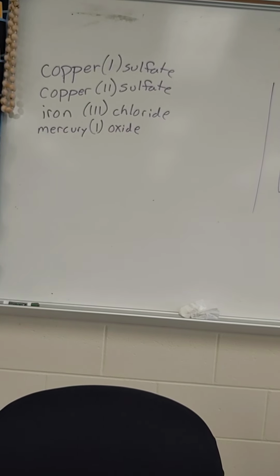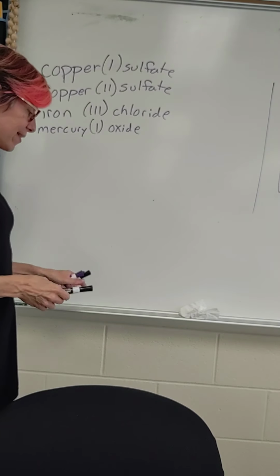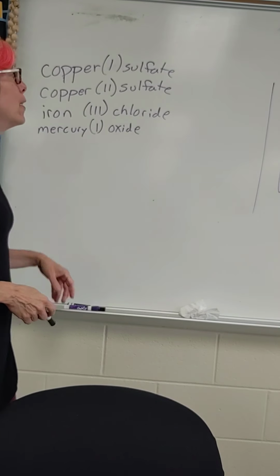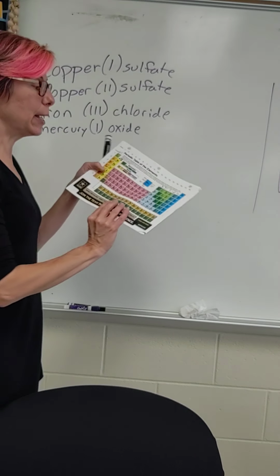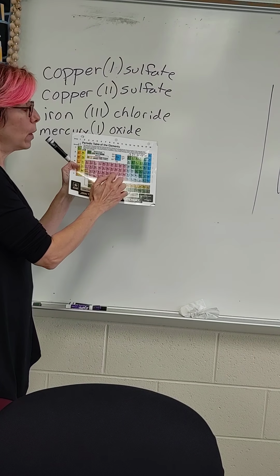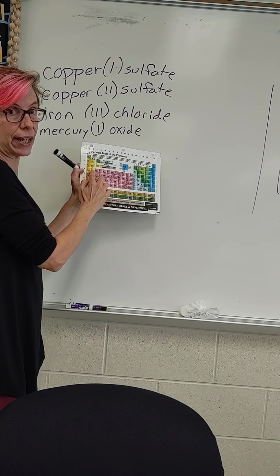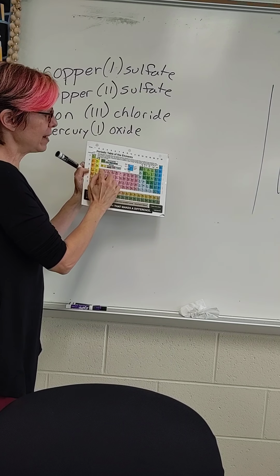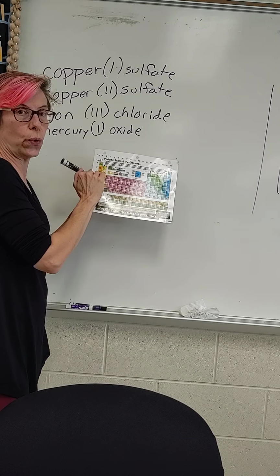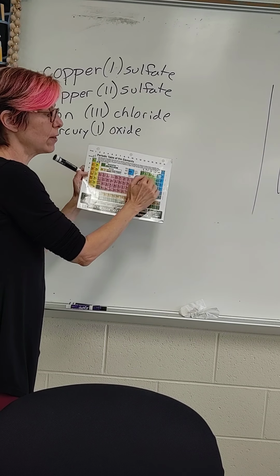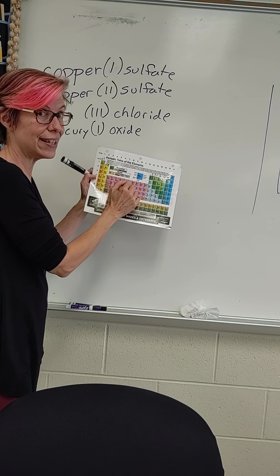Hi everybody. Today we're going to learn how to write formulas and names for compounds that contain transition elements. If you remember, transition elements are in the 3D block of the periodic table. What that means is at least the 4s orbital has filled. And then these elements have electrons that slip under the 4s, in between the 3p and the 4s, and they form a new orbital called the 3d.